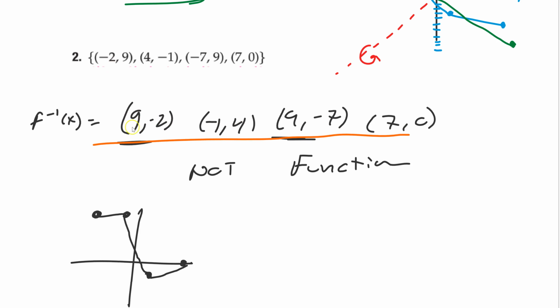So here's the thing. So 9, negative 2. So look around there. Negative 1, 4. 9, negative 7. And 7, 0. Oh, I didn't flip this one. 0 and 7. So this one looks like this.